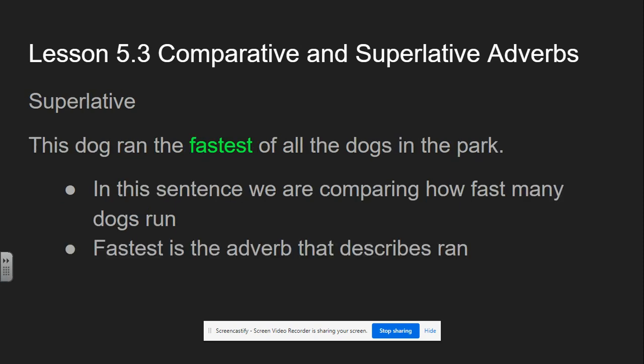Our next example is superlative. This dog ran the fastest of all the dogs in the park. In this sentence, we are comparing how fast many dogs run. Fastest is the adverb that describes ran. Please take time to stop the video and write this information in your yellow notebooks.